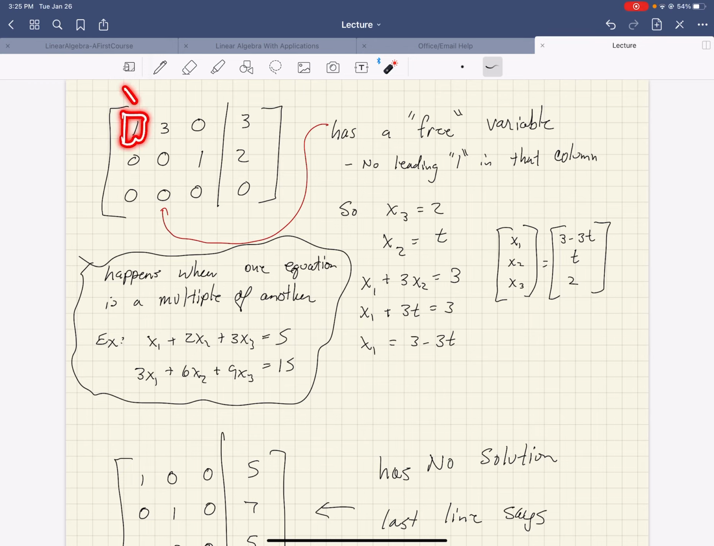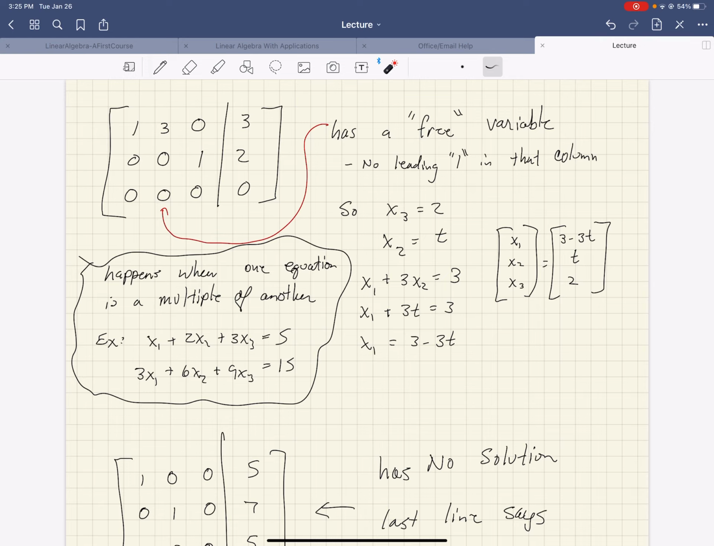So this has a leading 1 in the x1 column. So x1's not free. This has a leading 1 in the x3 column. So x3 is not free. But there is no leading 1 in this column, in the second column. So then it's a free variable. Notice I called it t, usually for time. And so then reading this off, I see here z or x3 is 2. x2, though, I don't have any way of knowing what it is. So I just go, oh, it's free. And so there it is.